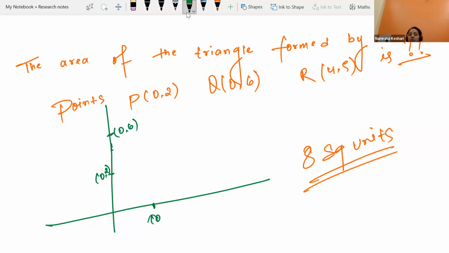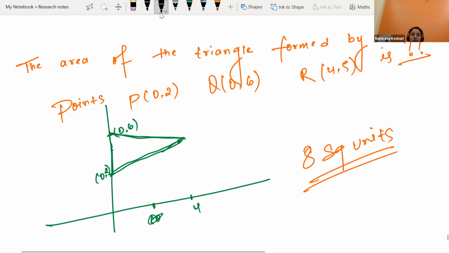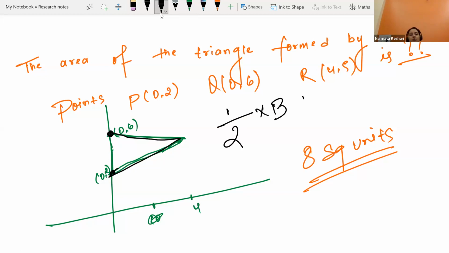We will be careful. The next point is R, that is (4, 5), so x is 4 and y is 5. So these 3 points are making a triangle, and we have to find the area of this particular triangle. Yes, Tejas, how did you find the area? Formula for area is 1 by 2 into base into height.